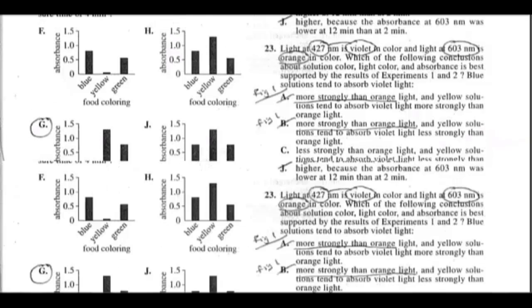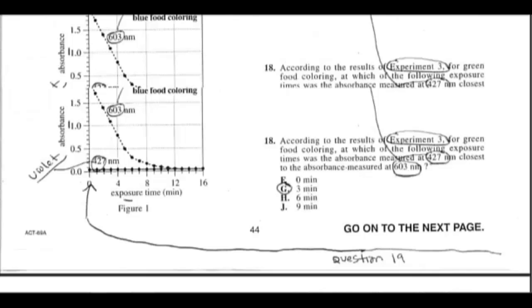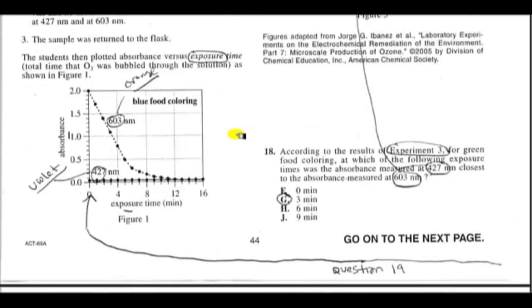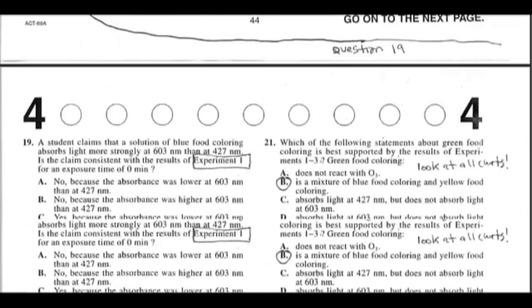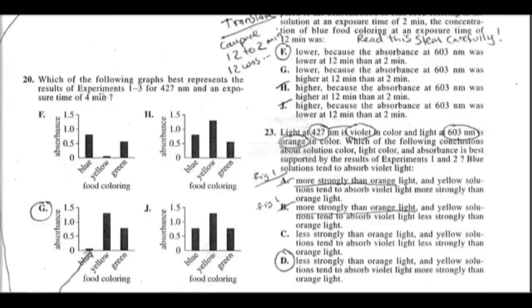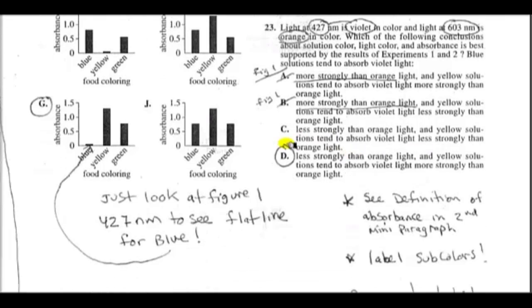Once you see up here in Experiment 1, 603 is orange and 427 is violet, then it's very easy to start knocking answer choices out. Once again, when you start labeling things for 23, D is the correct answer.